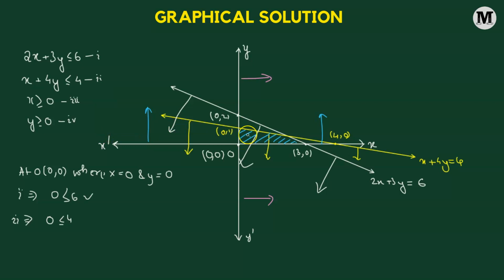For instance, if we pick up any point from this blue shaded region, this is our solution region, then it is going to lie below the line 2x plus 3y equals to 6. So it satisfies inequality number 1. It's also going to lie below the yellow line, x plus 4y equals to 4. That means it satisfies inequality number 2. And here in this region, it's x greater than or equals to 0. It's to the right of the y-axis, and y greater than or equals to 0 means it's above the x-axis.